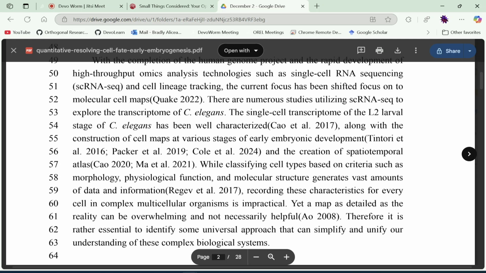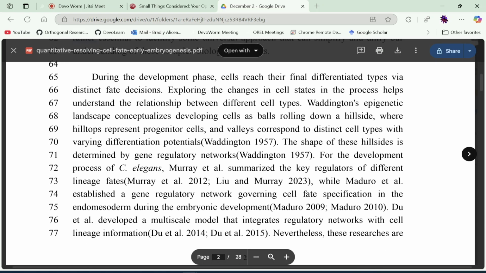So molecular structure generates vast amounts of information, but we have to make sense of it. And so that's what they're going to do here. And then they talk about Waddington's landscape and how that might end up being a way to make sense of a lot of these data for different cells.